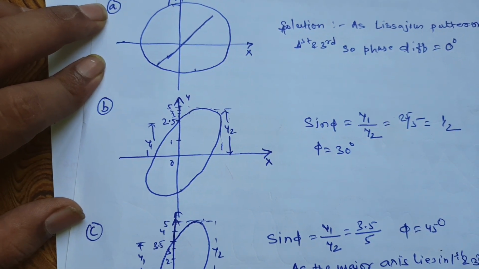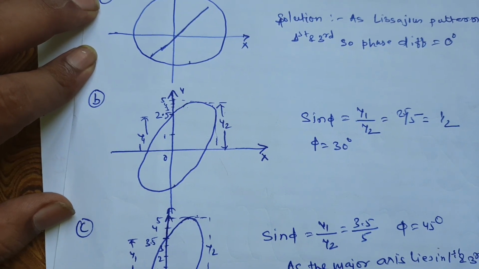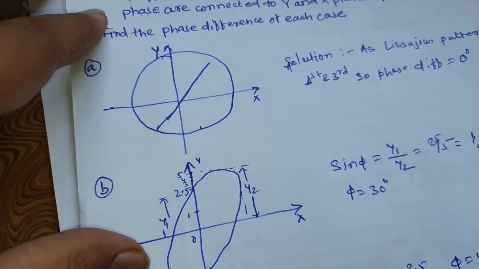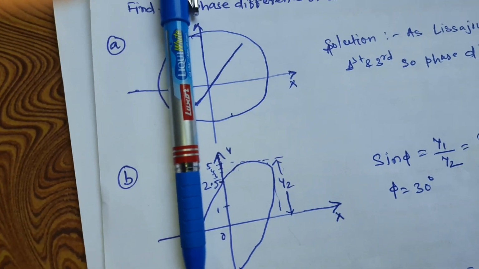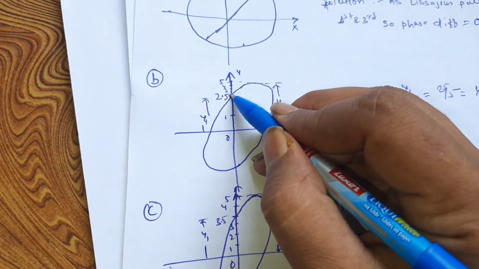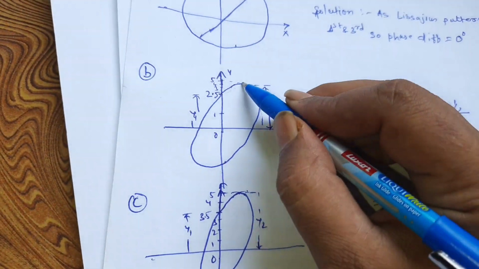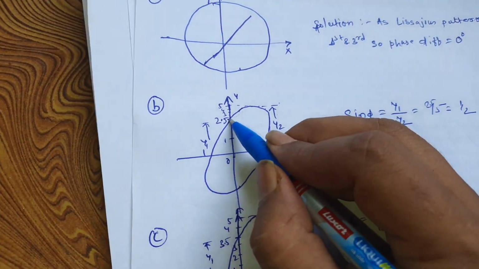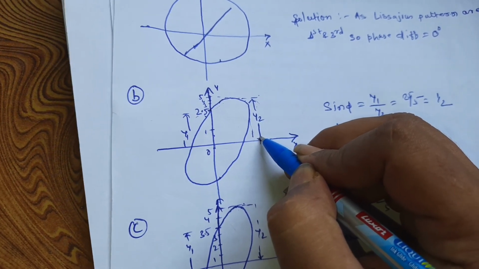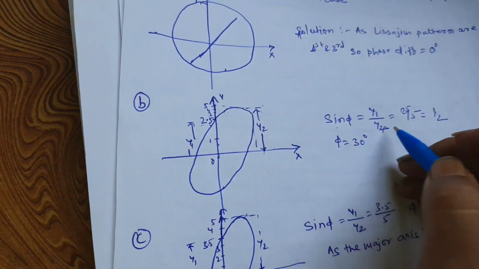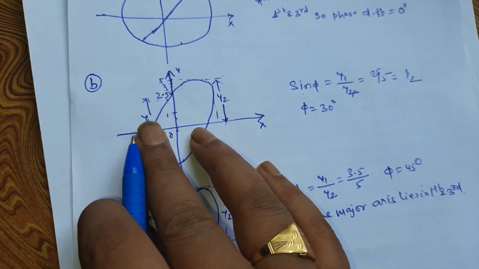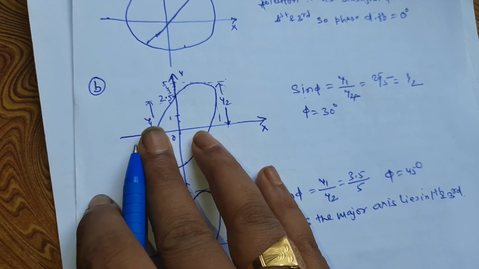So now we have to find the phase difference between the two sinusoidal signals. We have to measure y1 and y2, according to the formula that I have discussed. y1 is the value where the ellipse cuts the y-axis, and y2 is the maximum value of the ellipse. From the figure, y1 is equal to 2.5 and y2 is equal to 5 units on the CRO. So sin phi is equal to y1 by y2, that is 2.5 by 5, which is 1 by 2. So phi is equal to 30 degree, because the major axis is along the first and third quadrant.